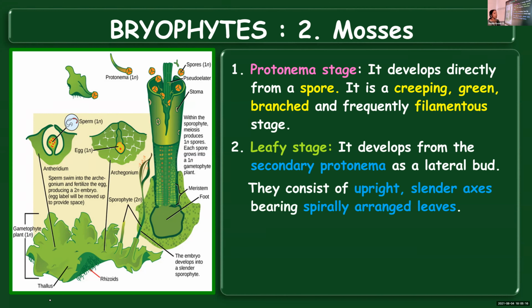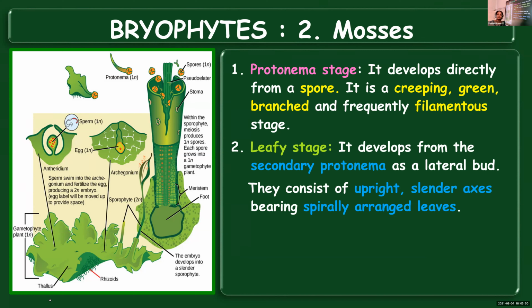They consist of upright structures, whereas in the first case I told you it's a creeping structure. It's not upright, but the leafy stage is upright, erect. It has a slender axis, that stem-like structure, very thin axis, bearing spirally arranged leaves. So here also we cannot call them true leaves. Instead, they are leaf-like structures on a slender axis similar to that of the stem, and you can see the leaves are spirally arranged.